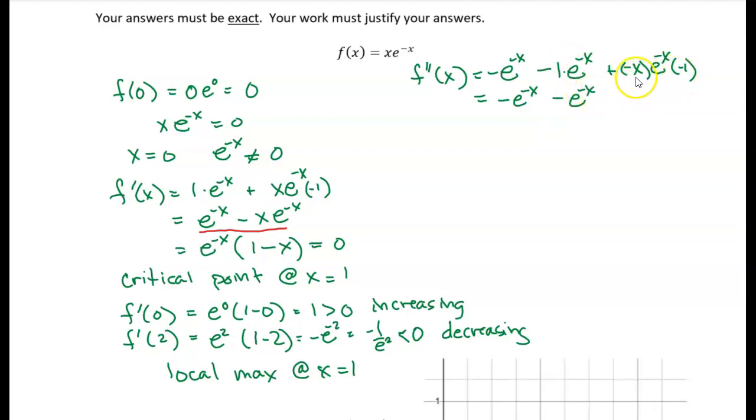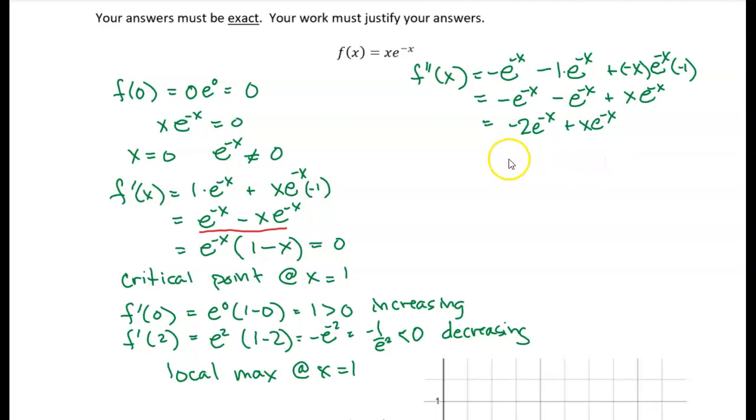And then I've got negative x times negative 1, which just becomes positive x e to the minus x. All right, and I can combine these two terms. Minus e to the minus x is a minus 2 e to the minus x, and then plus x e to the minus x. Whew. Okay, a lot to keep track of there. It's really easy to make a sign error.